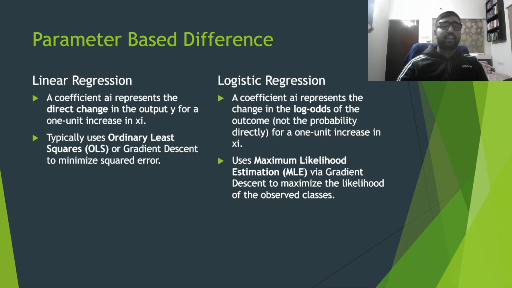So this is the difference between linear and logistic regression based on how the coefficients or parameters are found. Generally, linear regression uses the least squares method, whereas logistic regression would strictly implement gradient descent.